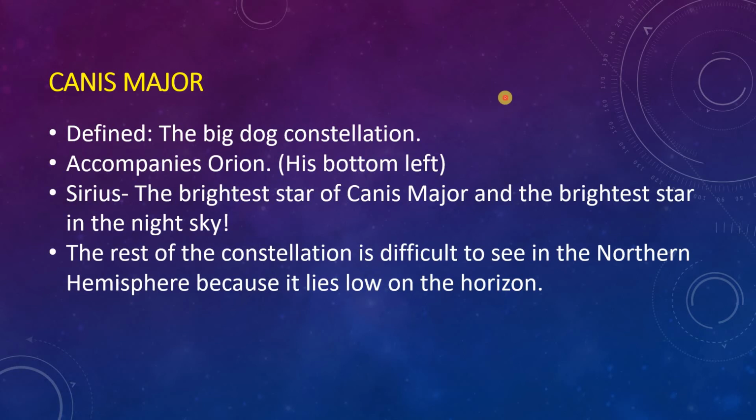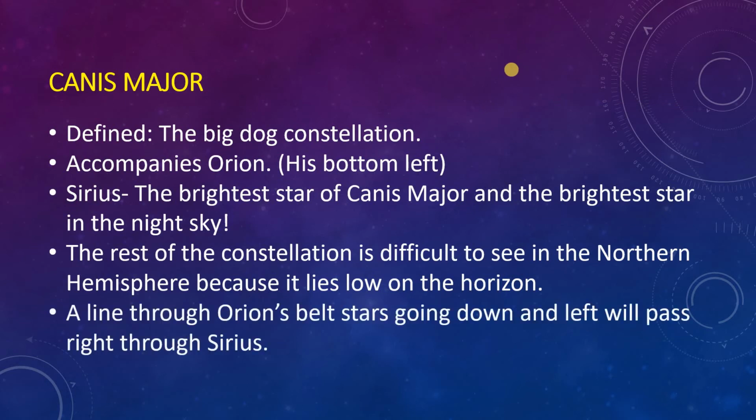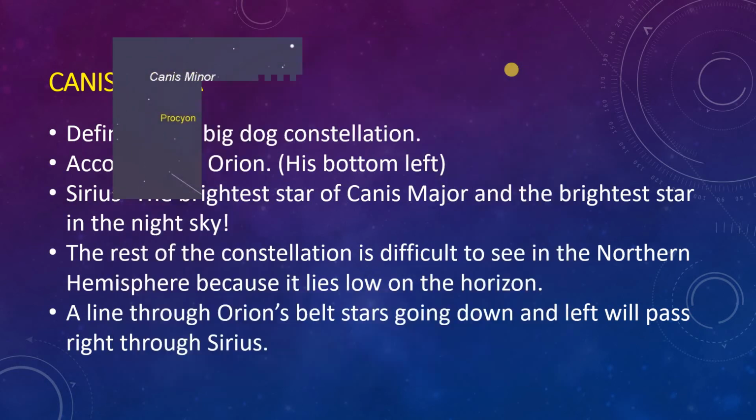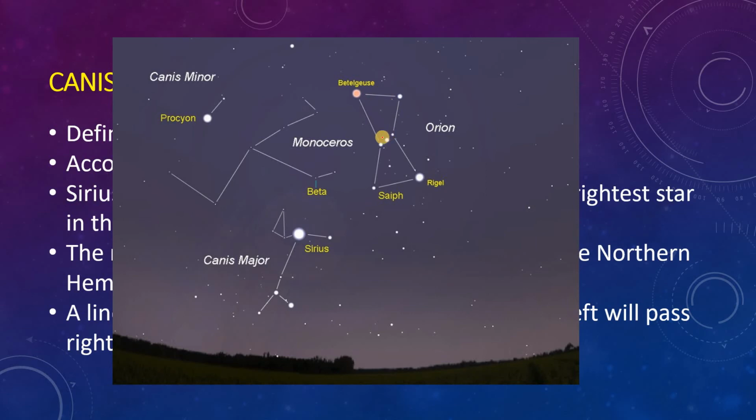So really what you'll see, if this is the horizon, you'll kind of see the little star that's Sirius, and you might see the little head of the dog, but for the most part his body will be below the horizon. So again, that's what they're getting at. Very difficult to see here. A line through Orion's belt stars going down and left will pass right through Sirius, the brightest star. So again, here is Orion. You are going straight left from the belt. You're going right to Canis Major, the big dog. And so that's what you'll be looking for.